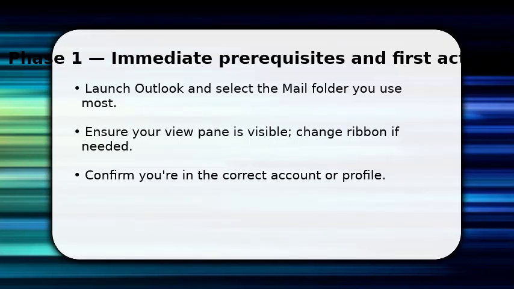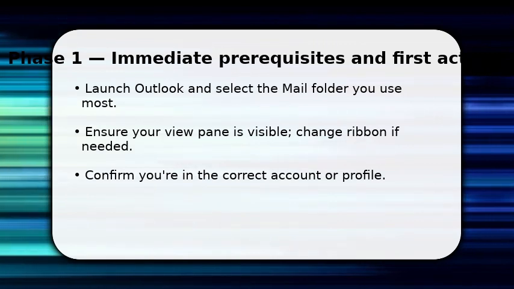You start by opening Outlook and going straight to Mail. Pick the folder you use daily. Once done, make sure the reading pane is visible so conversation indicators appear. This helps you scan threads at a glance.